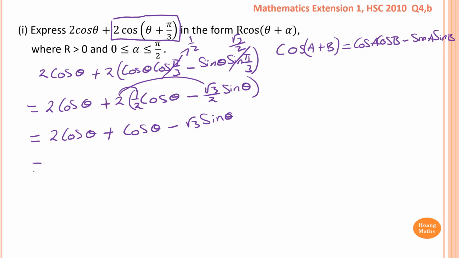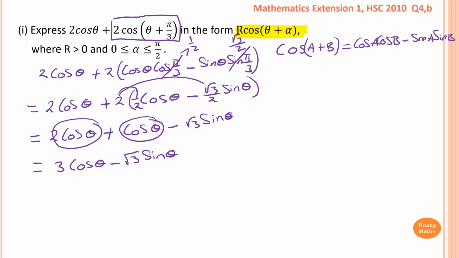So now I just collect like terms, these two here, which becomes 3 cos of theta minus root 3 sine of theta. Now what we need to do is to write it in this form. So we need to convert this into r cos of (theta plus alpha).